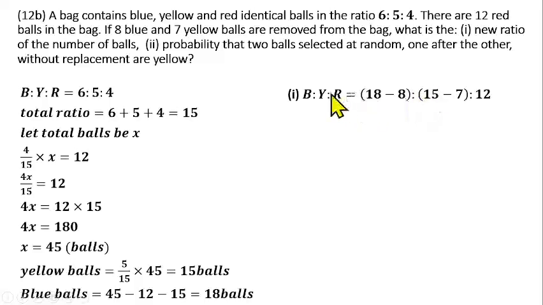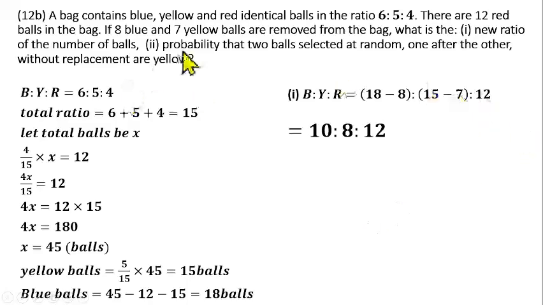To yellow, where the yellow was 15 before, they now remove 7 from it, that gives us 15 minus 7. Then to red, which is 12. So the ratio will now be 18 minus 8 gives us 10, 15 minus 7 is 8, then 12. So this is the new ratio of the balls.